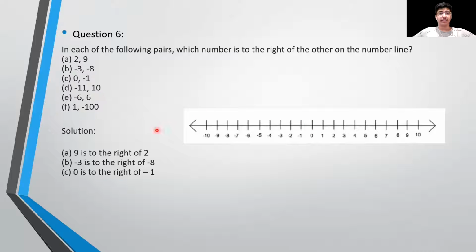D, minus 11 and 10. So minus 11 will be over here, and positive 10 will be over here. So 10 is to the right of minus 11, which is over here on the left hand side. So the answer would be: 10 is to the right of minus 11.